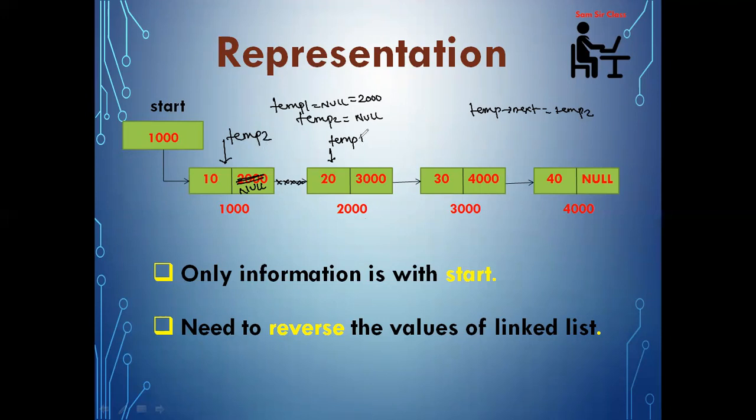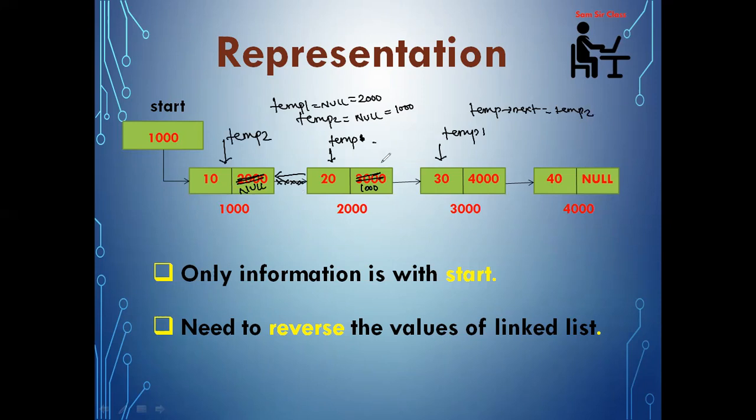Now temp1 will become temp and temp will become temp2. Done. So temp2 is now pointing to 1000 and temp is pointing to 2000. The same procedure again I'll follow. I am giving temp1 as temp next, so temp1 is pointing to 3000. Temp next, I need to keep the address of 1000. So where is 1000 present? Currently temp2 is my 1000. So temp next equal to temp2. I'll keep 1000 here, so this link will be established.